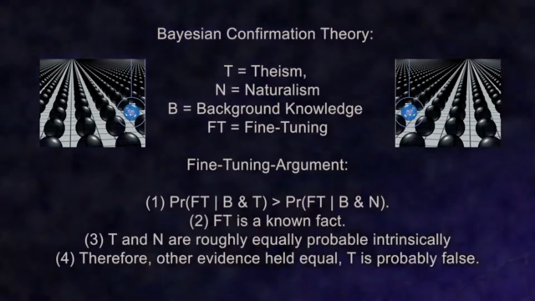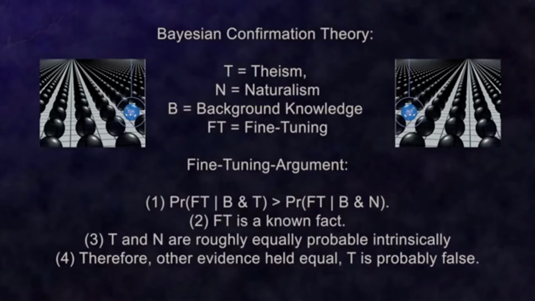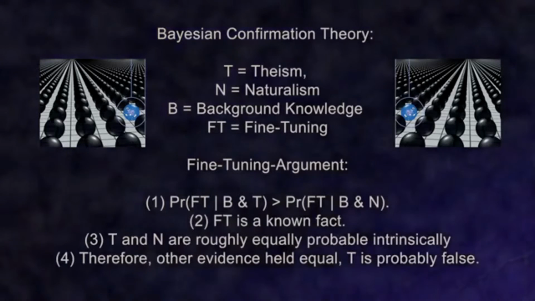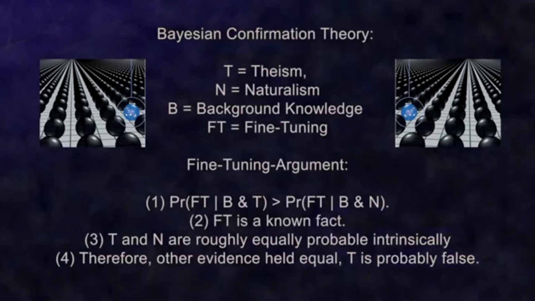Then 2. Fine-tuning is a known fact. 3. Theism and naturalism are roughly equally probable intrinsically. This means that theism and naturalism are somewhat on par initially. One hypothesis is not much more likely initially than the other one. 4. Therefore, all other evidence held equal, T is probably false.